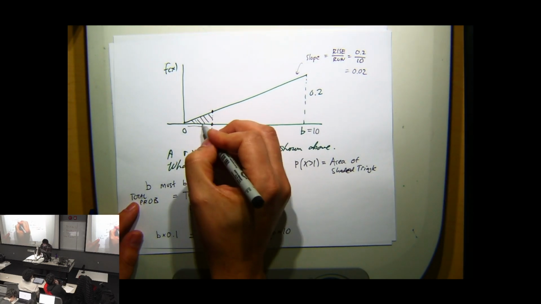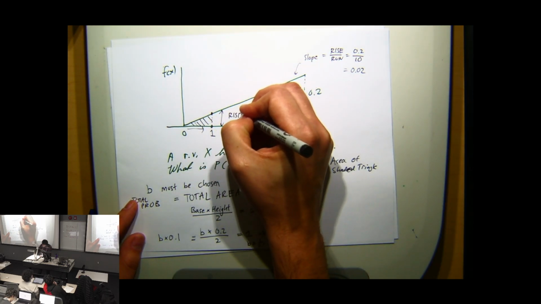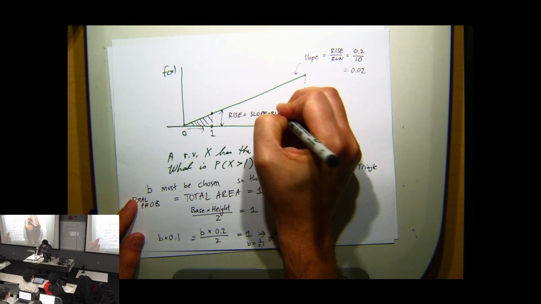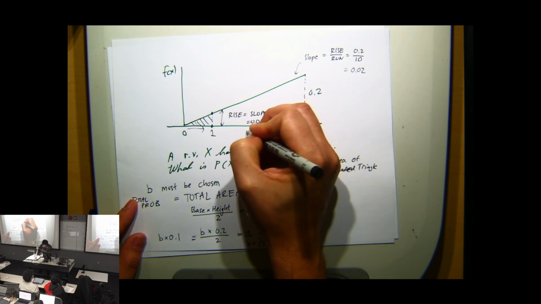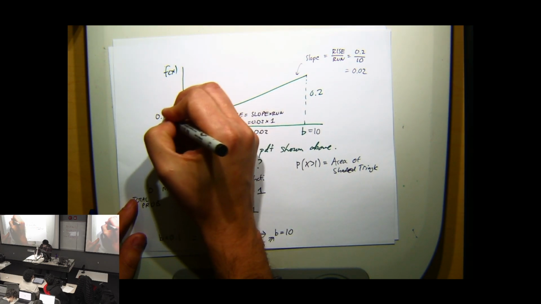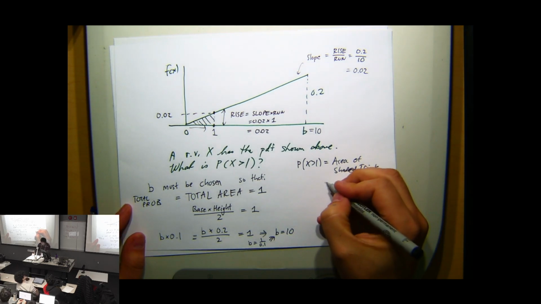You move over by 1. What is the height over here? The rise of this is the slope times the run. The slope we said is 0.02, and the run is 1. So the height of this point is 0.02. Okay, and now that I've said it, it actually looks obvious. It's 1/10 the height of the full thing, right? You're 1/10 of the way on the x-axis, so you're going to get 1/10 of the height. Makes perfect sense.